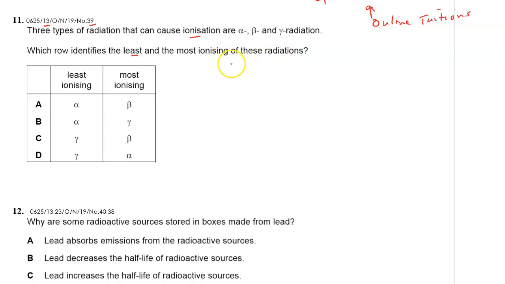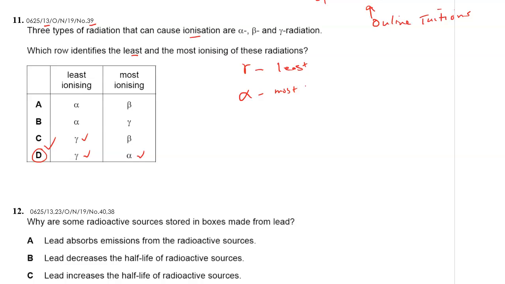Of course, the least ionizing is gamma, and the most ionizing is alpha. So look for that. The least ionizing is gamma, so C and D are correct, and the most ionizing is alpha. So D is the answer for that question.